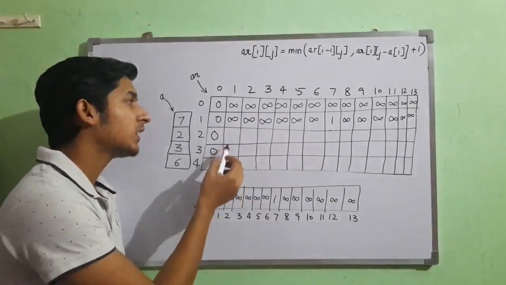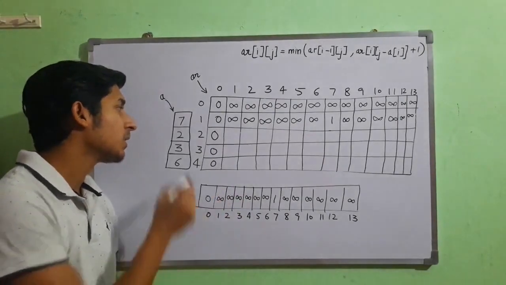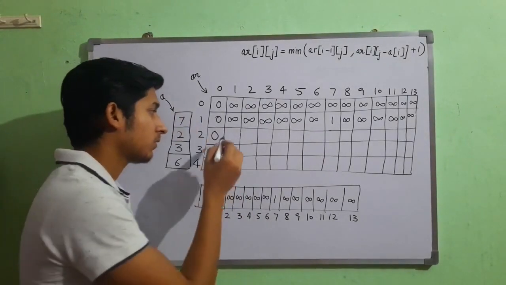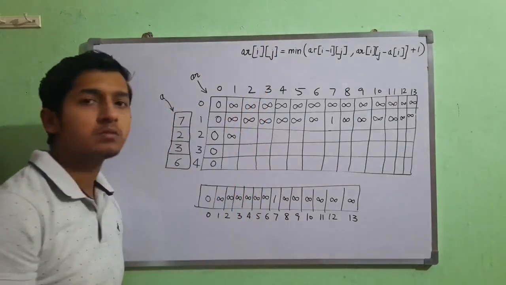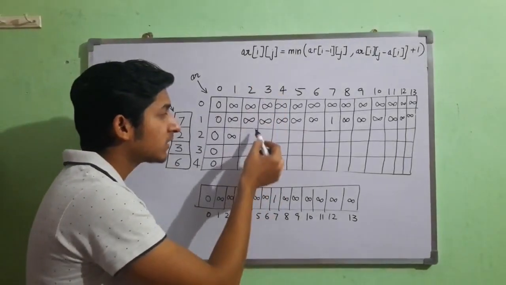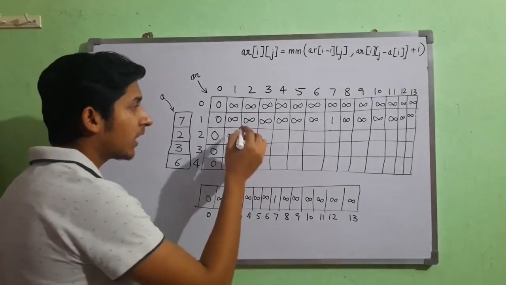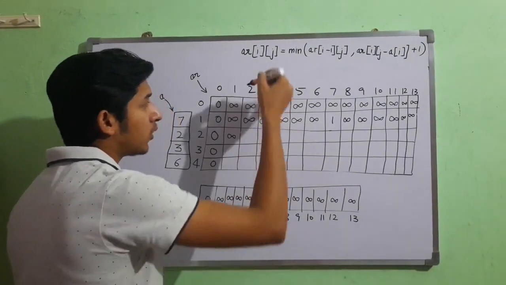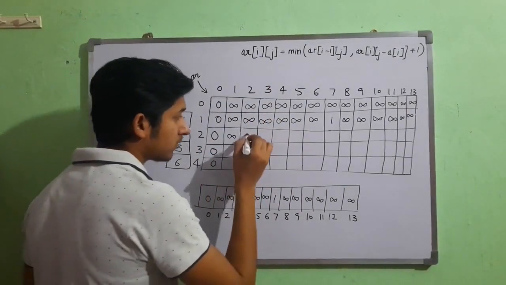Now to get the total 1, I know that it's not possible to get the total 1 by using these two coins, infinite. To get 2, this time we'll be considering this index of this column. So either infinite or this minus 2 or this plus 1.